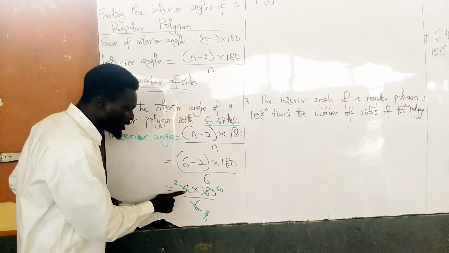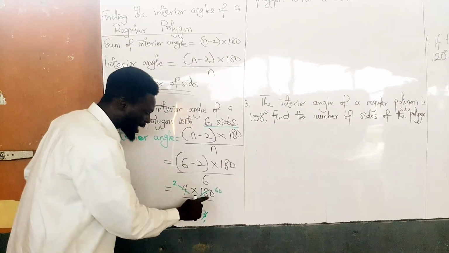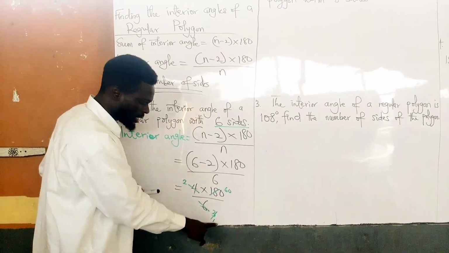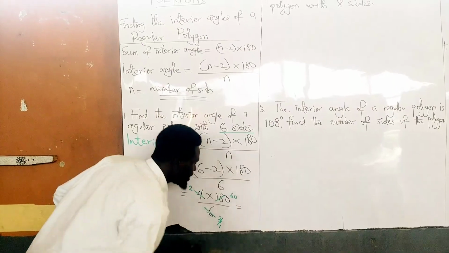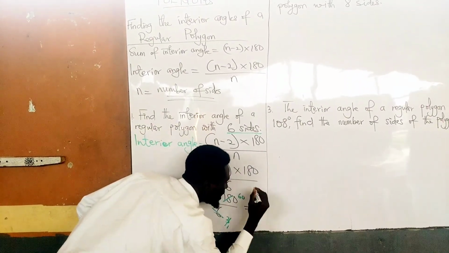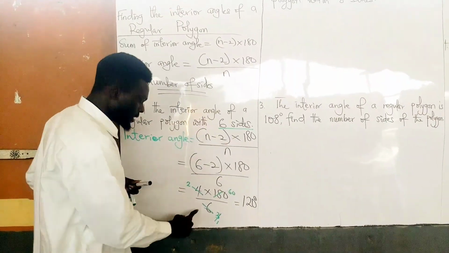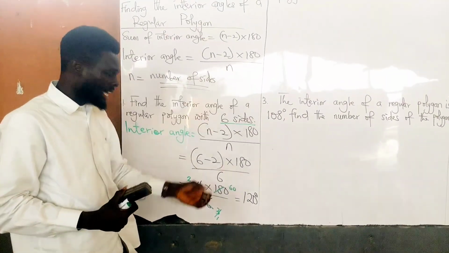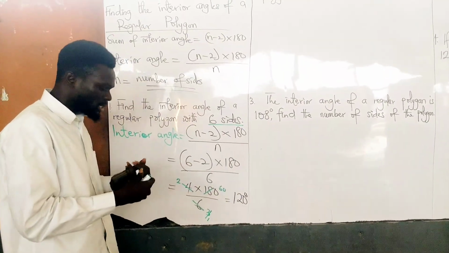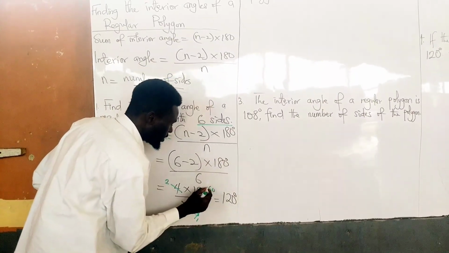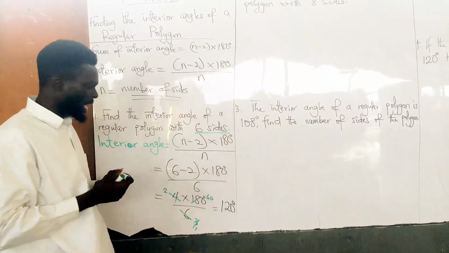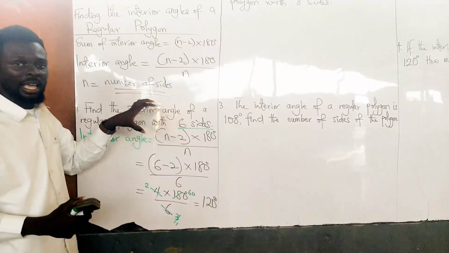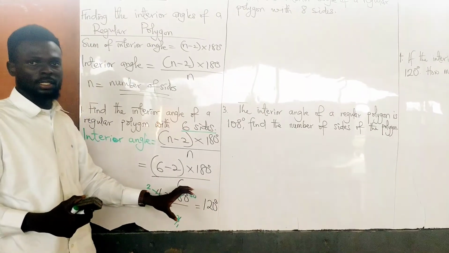So now I've cancelled out the 4, remaining 2. I've cancelled out the 6, having 1. And 180 remaining 60. So I am going to do my multiplication as 2 times 60, which gives me 120 degrees, over 1 being the same. So therefore, the interior angle of the regular polygon is 120 degrees. Remember that this 180 is in degrees. Don't forget the units. So the interior angle of this polygon with 6 sides is 120 degrees.